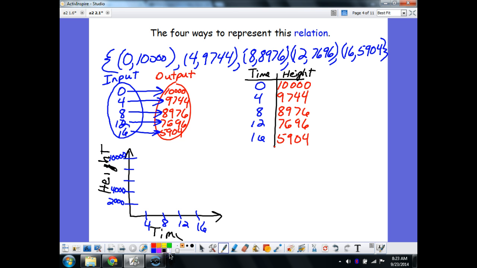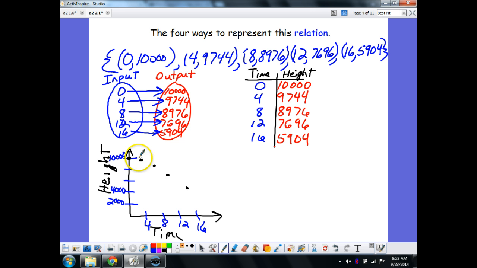So that puts 10,000 up here, 6,000 and 8,000. And then to graph these, we just graph each ordered pair, 0 and 10,000. Next one is 4 and 9744, which would be, again, very close. 8 and 8976, be about down here. 12 and 7696, which is kind of close to 8,000. And finally 16 and 5904.